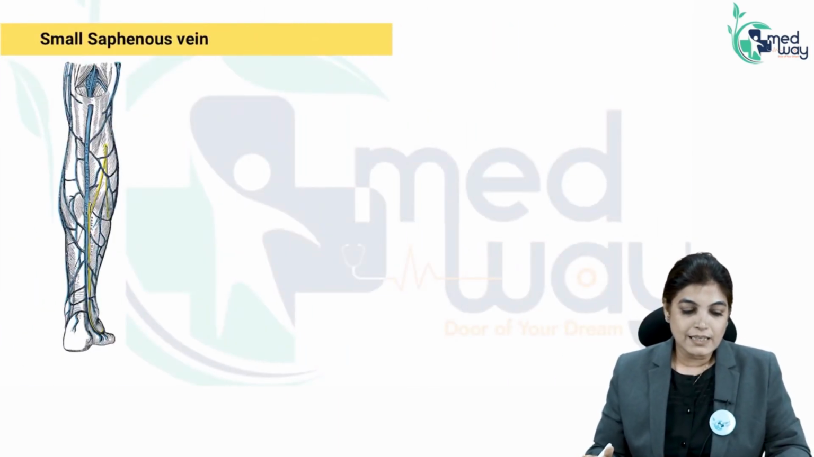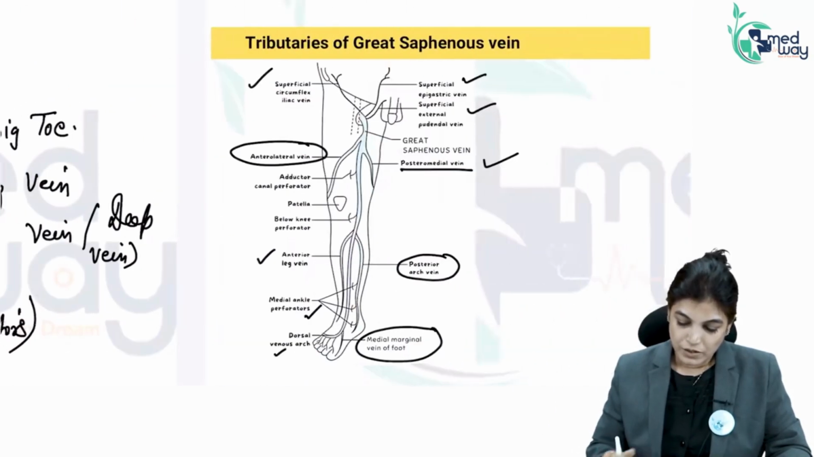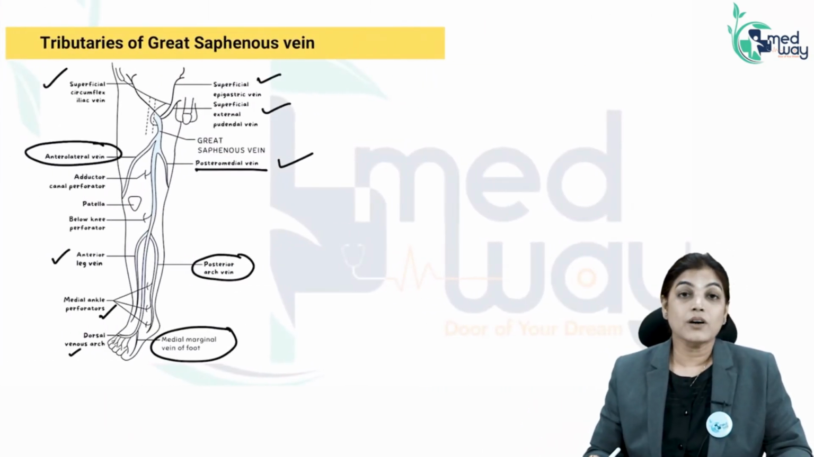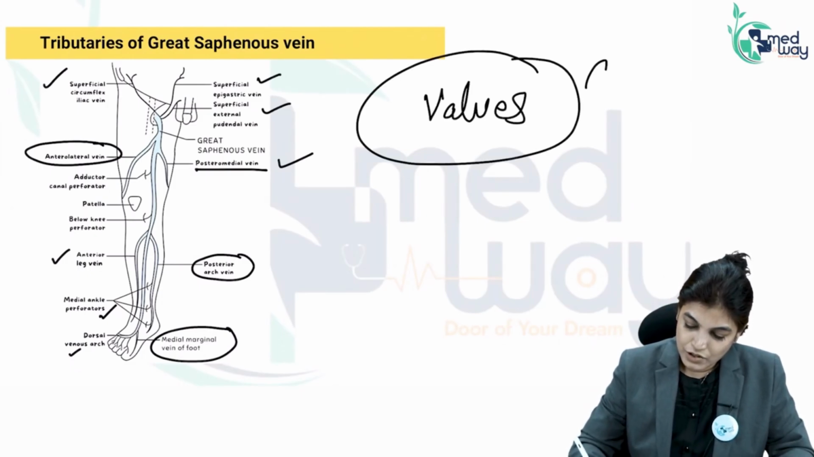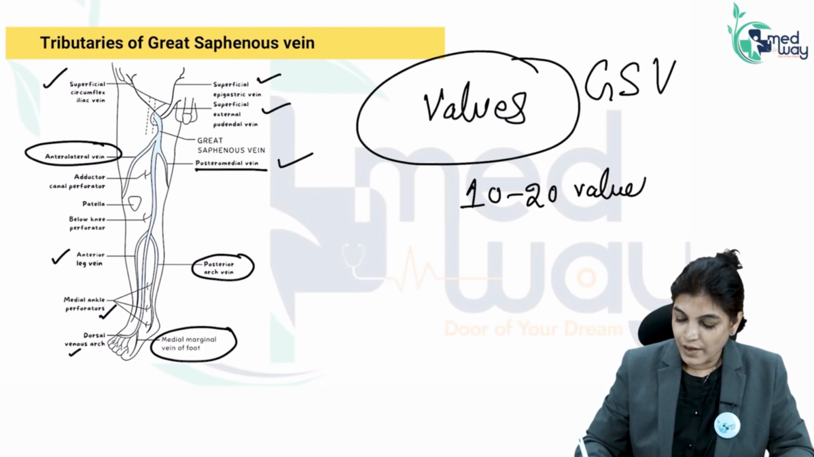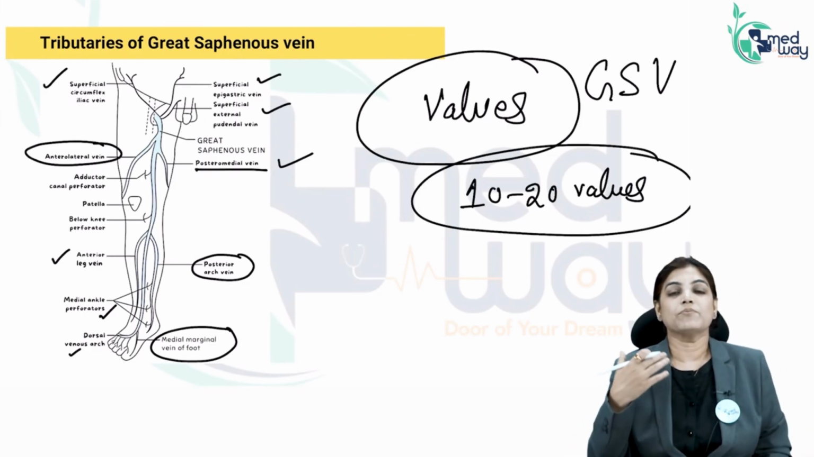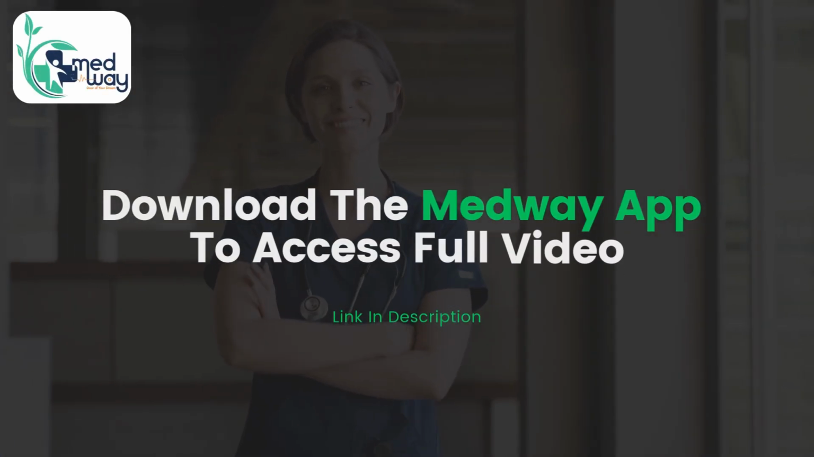Now before proceeding to the next one, I just want everybody to please note down, great saphenous vein has got how many valves? The valves in the great saphenous vein, GSV: great saphenous vein is having 10 to 20 valves. What are valves? Valves are for the unidirectional blood flow, that blood is flowing from superficial to deep veins.